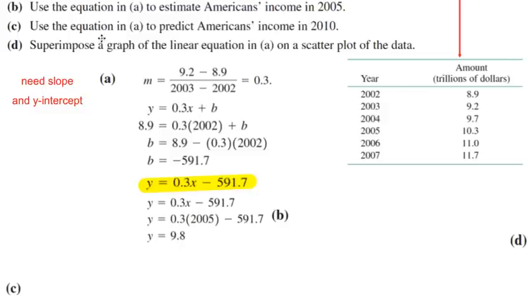Part C says use that same equation to predict Americans' income in 2010. Very similar to Part B, except you're using 2010 instead of 2005, giving us $11.3 trillion.